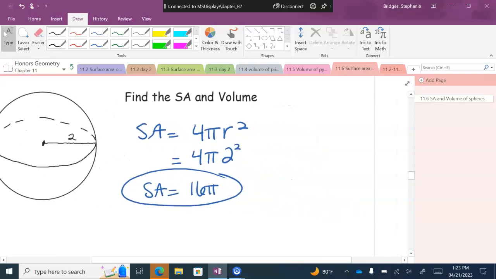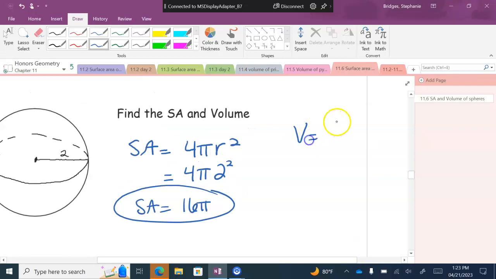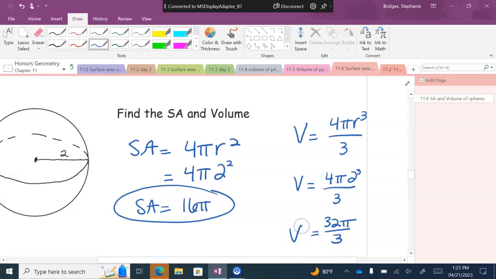Then for volume, the formula is 4 times pi times radius cubed, divided by 3. So 4 times pi times 2 to the third power. What is 2 to the third power? 8. 8 times 4 is 32, so 32 pi over 3. Does 3 go into 32 evenly? No, so I'm going to leave my answer just like that because I don't want any repeating decimals.